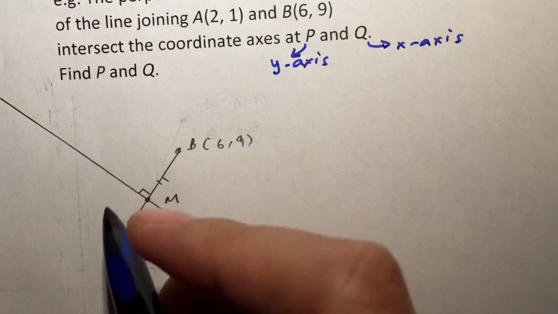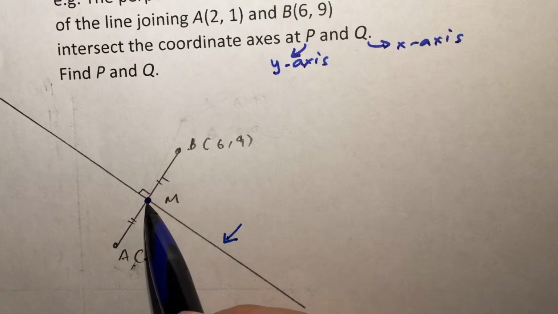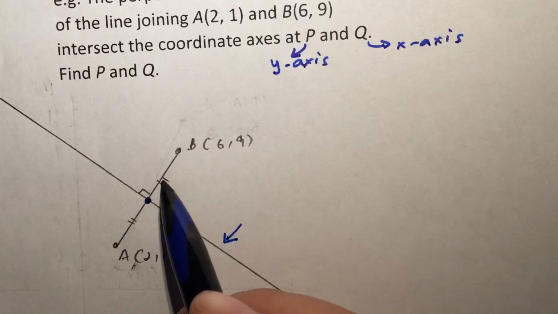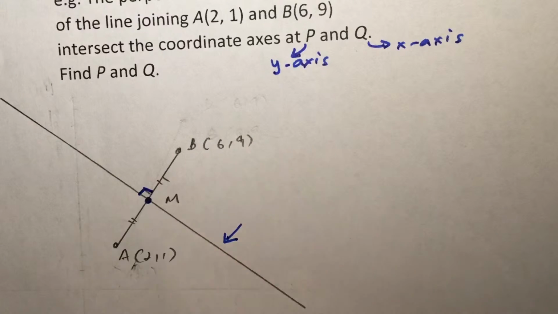So we will first have to find what we call the midpoint, because the perpendicular bisector will cut the center at 90 degrees and thus split the line AB into 2 equal parts. That's why it's called a bisector. So we notice that this is 90 degrees here.